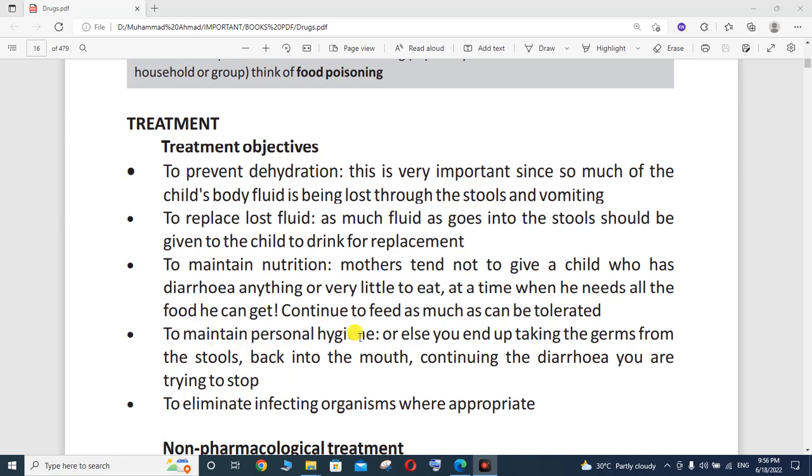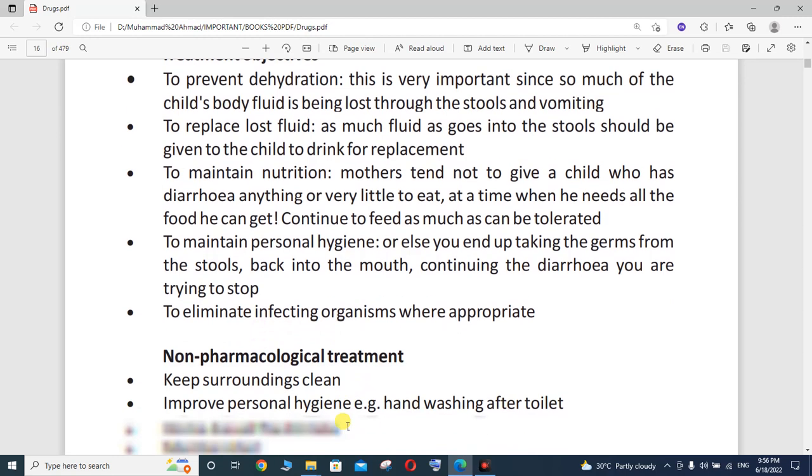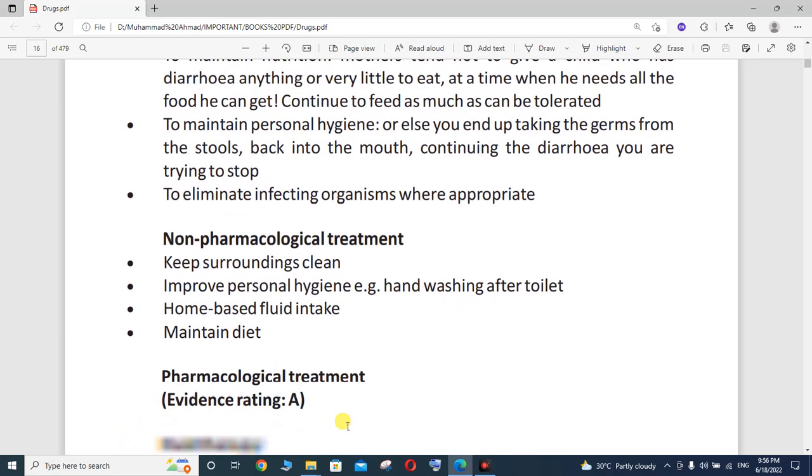Maintenance of personal hygiene is also one of the essential factors. Otherwise you may take the germs from the stools back into the mouth, continuing the diarrhea you are trying to stop. And the final step is to eliminate the infecting organism where appropriate.